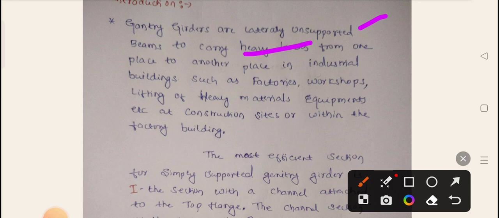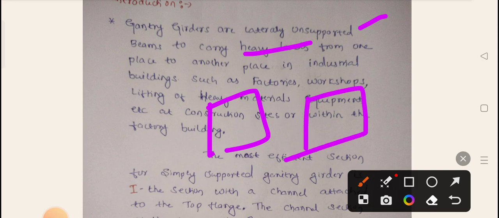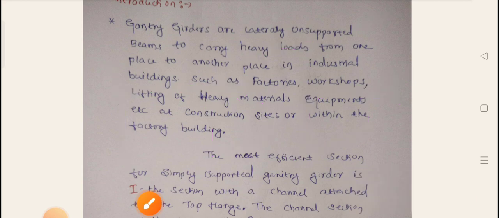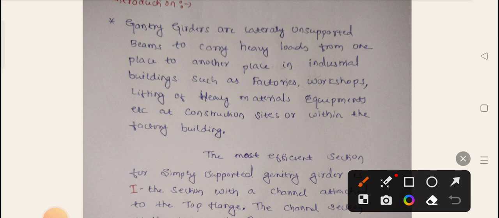Usually, in industry, it is not possible to lift any heavy machines or any manufacturing part by humans. So in order to lift equipment from one place to another place, it may be along the X direction or along the Y direction. It is used by putting a hook on that machine and lifting it along the X direction or along the Y direction. That's why it is usually used for lifting heavy machines.